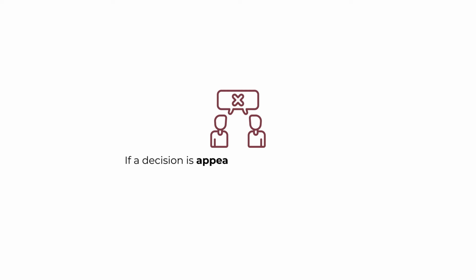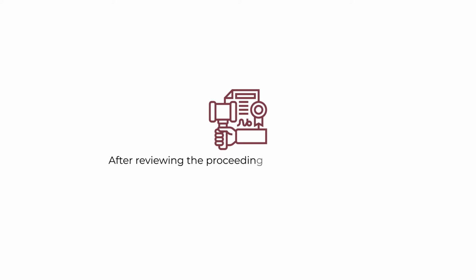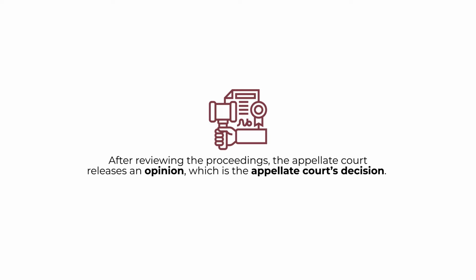If a decision is appealed, then the civil lawsuit is presented to an appellate court that reviews the previous proceedings of the lawsuit. Each party will submit a brief and a record of evidence from trial to the appellate court. The appellate court looks for any errors in legality made during the pre-trial or trial proceedings. After reviewing the proceedings, the appellate court releases an opinion, which is the appellate court's decision. The opinion can either affirm the verdict made by the trial court or find an error.